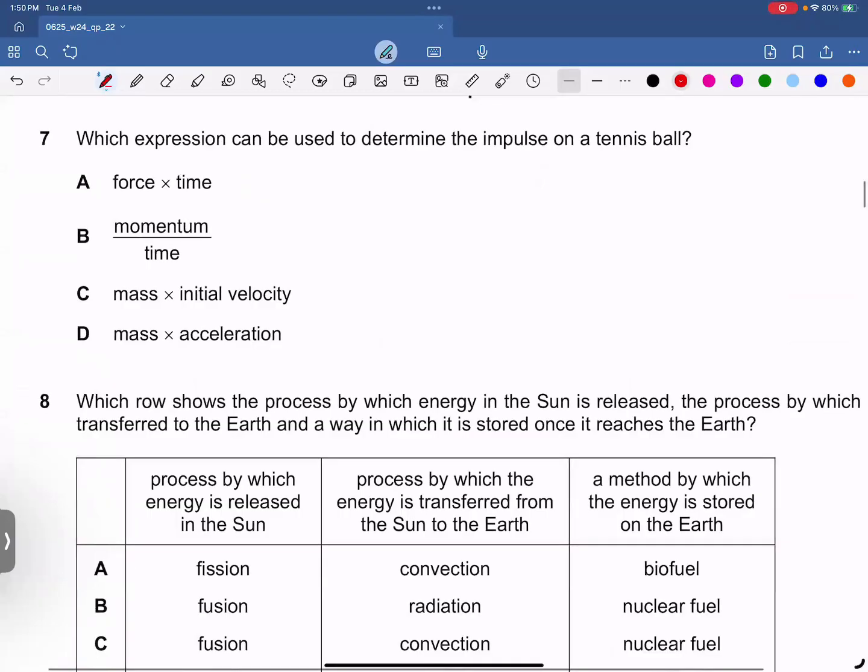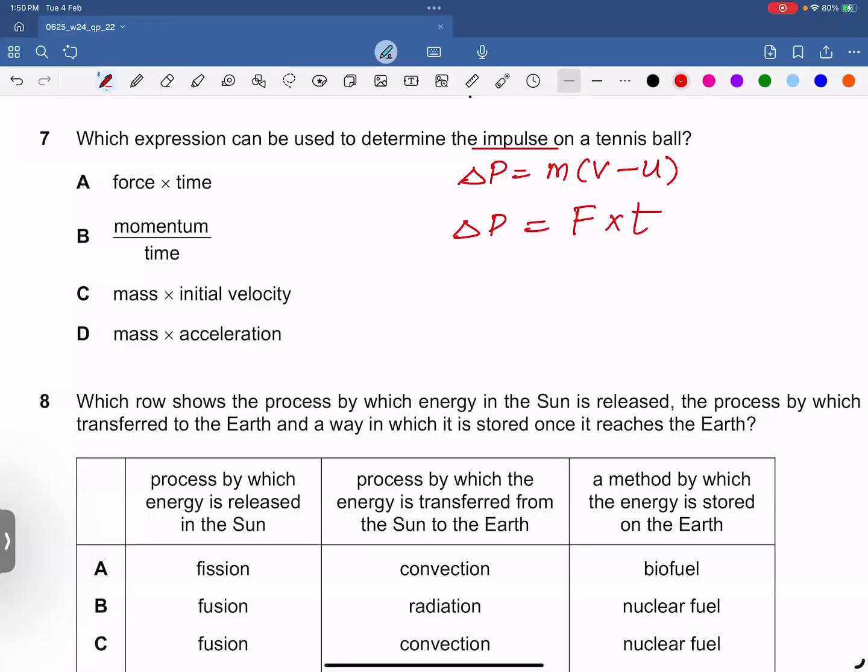Which expression can be used to find impulse? I told you in the previous video for variant 1 that impulse has two equations. Either it is change in momentum, or impulse is force multiplied by time. So force multiplied by time, option A, is available. It's correct. Proceed to question number 8.